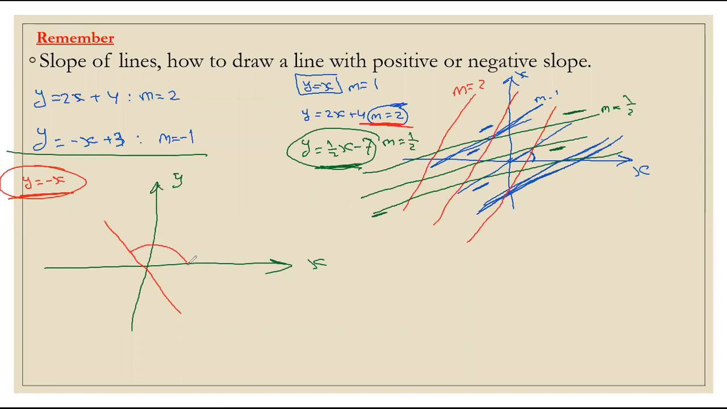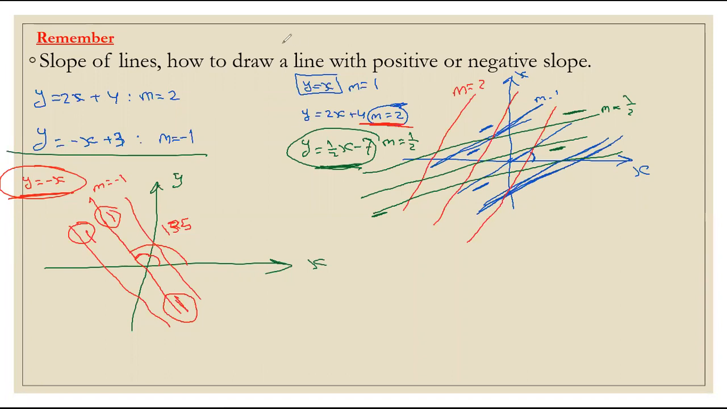And this angle will be 135. So here 90 and here 45, so 135. So this line has a slope -1. Also, this line segment has a slope -1, and this line segment also. Okay. So now what I need you to understand is how to draw a line segment with a slope -1.